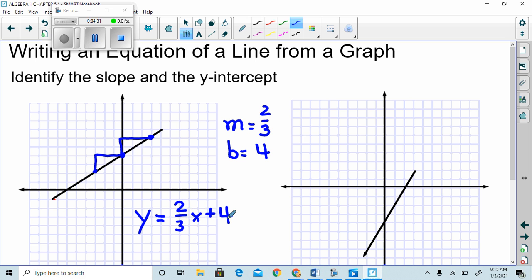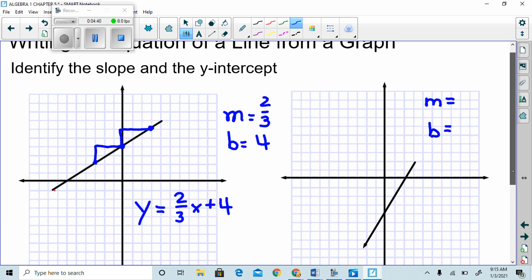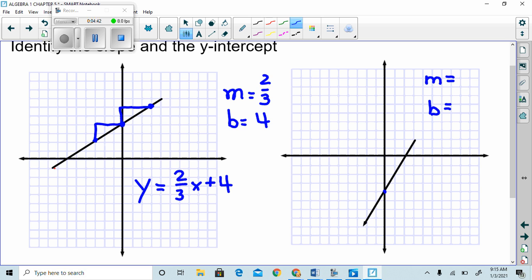One more. We need to identify our slope and our y-intercept. Our slope again is positive, it's going uphill. Our y-intercept is right here, this point on the y-axis. Let's count down 1, 2, 3, -4.